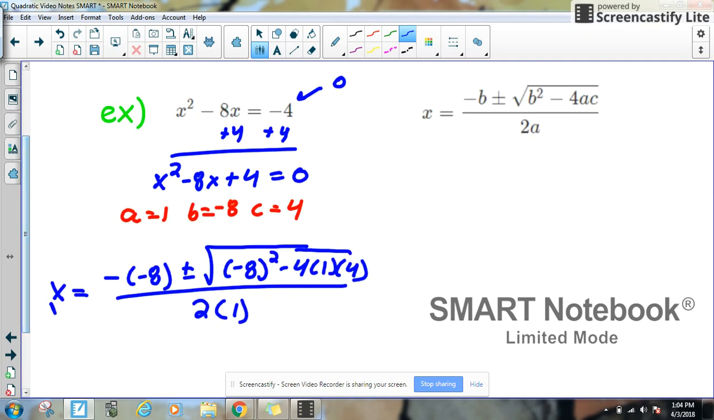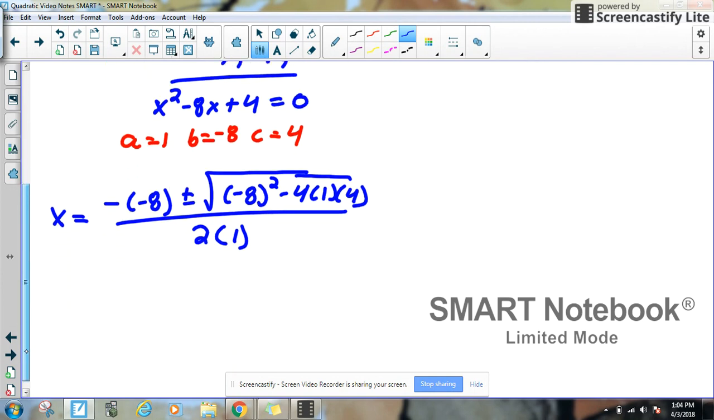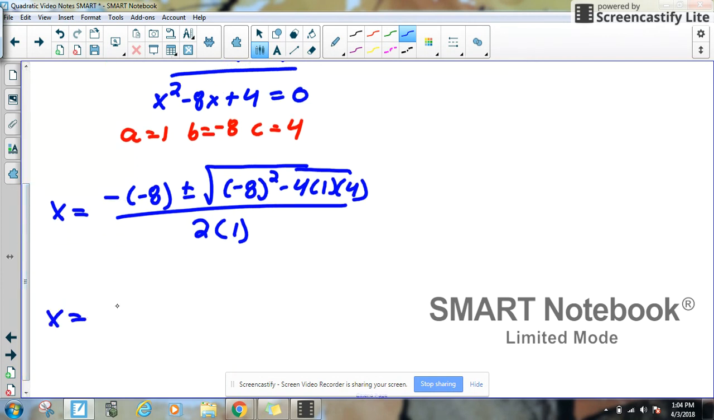So let's solve this a little bit at a time. So let's begin by doing negative 8 is just simply positive 8, plus or minus the square root. Negative 8 squared is positive 64.